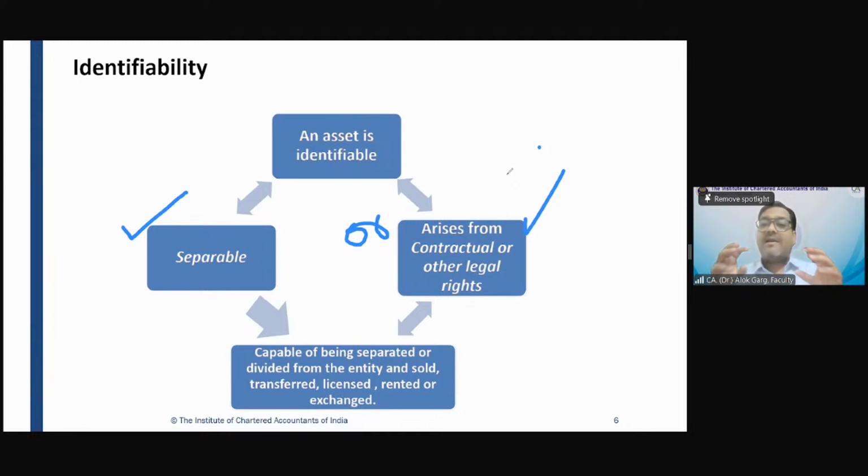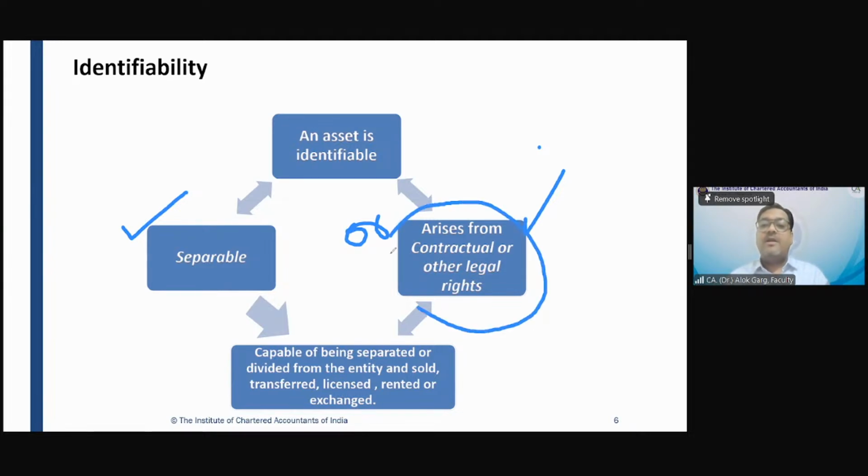Okay. So market share is not meeting the conditions. Market share is not identifiable because it is not separable. It cannot be divided from the entity. It cannot be sold from the entity. That is why internally generated brand, market share, goodwill, these cannot be capitalized, because they are not meeting the identifiable criteria. These are not separable. So an asset will be identifiable if it is separable or arises from contractual or legal right.